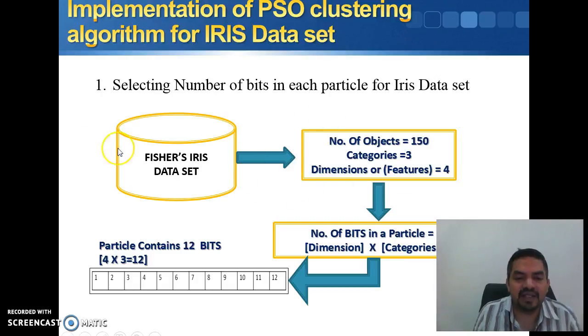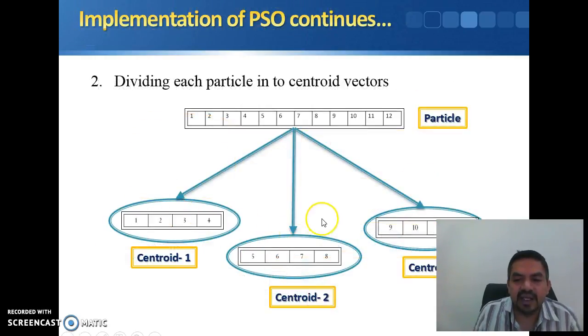Now the same Iris dataset problem, when you work on it using the PSO algorithm. We can say that PSO is an extension of the K-means algorithm. The number of objects is 150, categories are 3, and dimensions are 4. So I will form a particle. The number of cells in a particle is equal to dimensions times categories. In this example, 4 times 3 is 12 cells in a particle. I divide this into 3 different centroids: cells 1, 2, 3, 4 are centroid 1, cells 5, 6, 7, 8 are centroid 2, and cells 9, 10, 11, 12 are centroid 3.